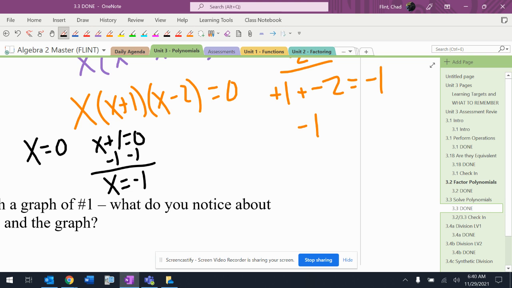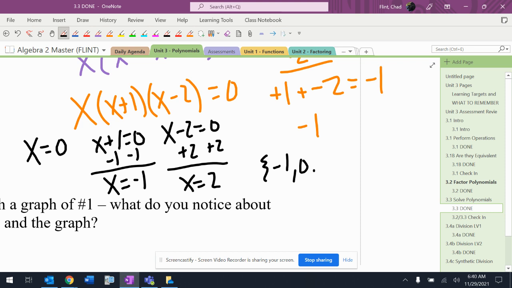We should get x equals negative 1 for that. And then x minus 2 equals 0, and we should get x equals 2. So we should get negative 1, 0, and 2 as our solution. We can write it in brackets like this, or we can just leave it like that, depending on what we have happening there.